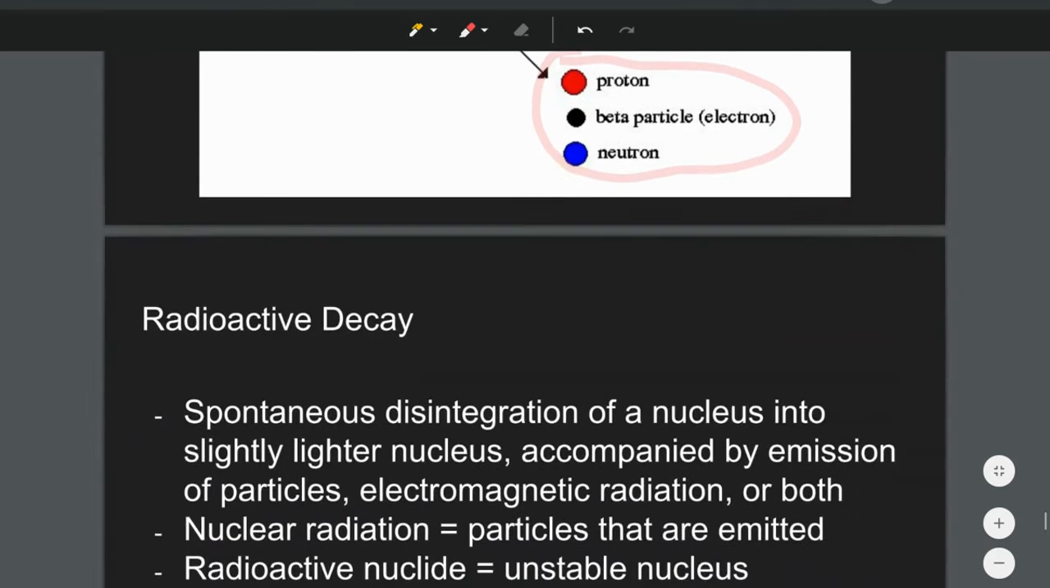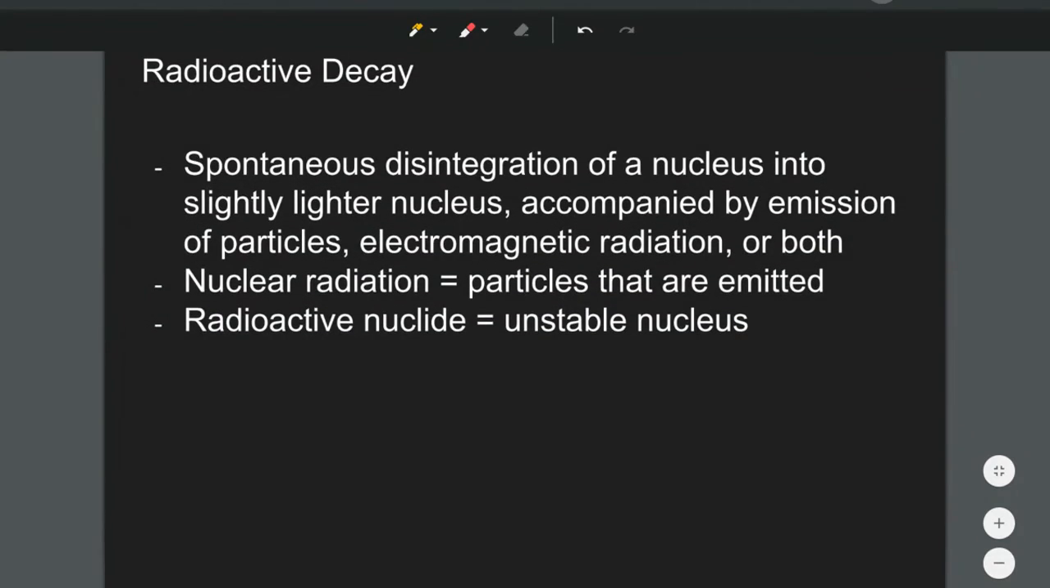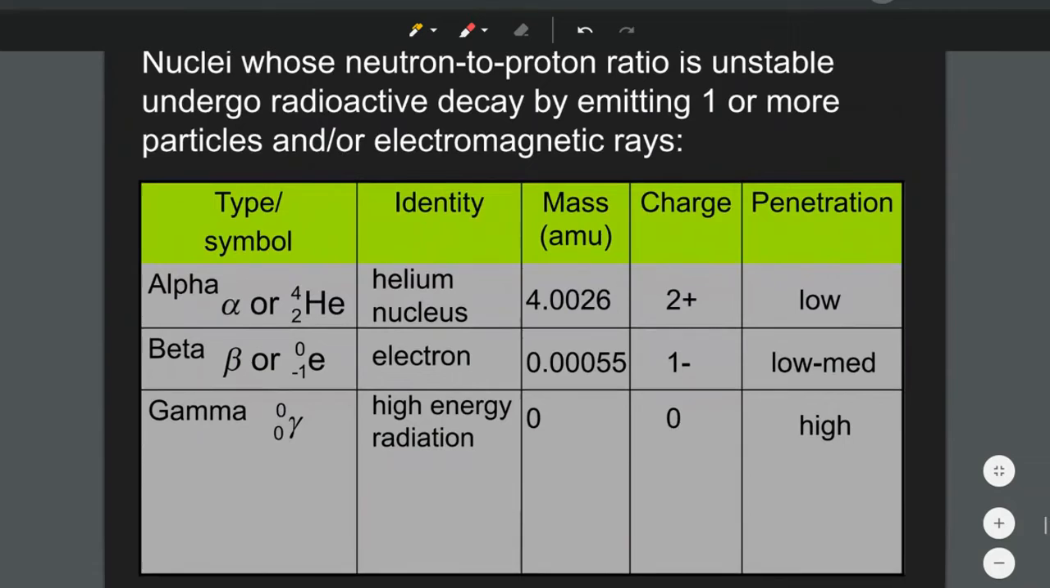So let's talk again about how nuclei are unstable, and some terms here. Basically, radioactive decay is the spontaneous disintegration of a nucleus into a lighter nucleus, accompanied by the emission of different particles, radiation, or both. Again, it gives off one of those different particles, or the gamma rays, or both at the same time. Nuclear radiation is the particles that are given off, and then the radioactive nuclide is the unstable nucleus that it came from. So let's talk more about those individual particles.